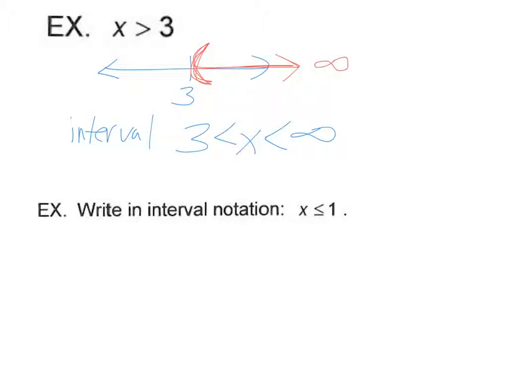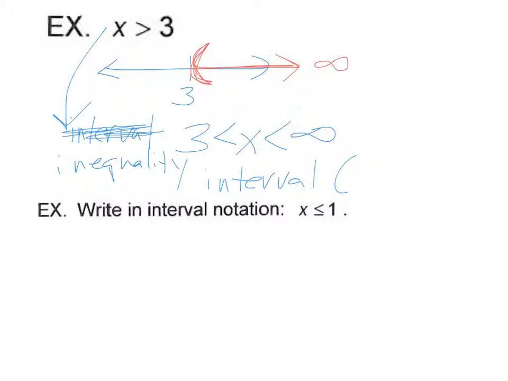Hang on. Let me back up. That is inequality notation. Sorry. So that's inequality notation. It's another way to write what we had originally here. Interval notation, sorry. The start is 3, the stop is infinity, parentheses on both. There we go.